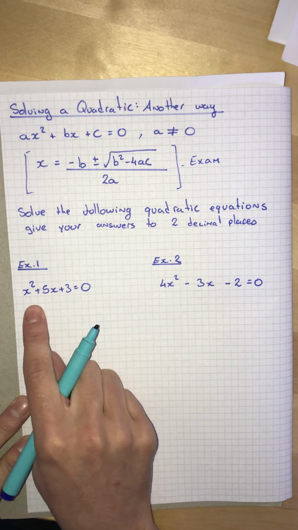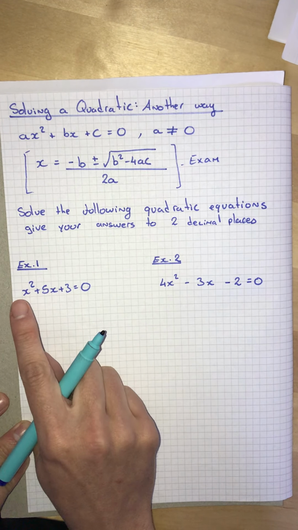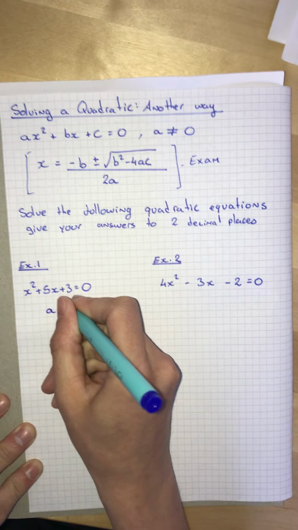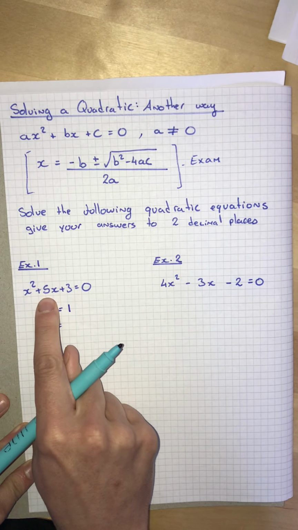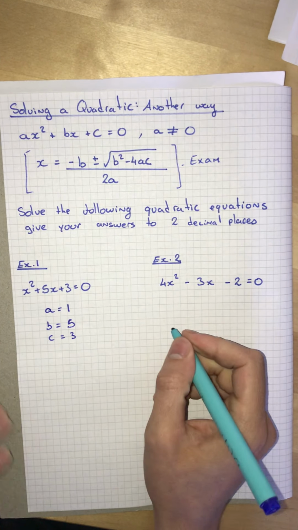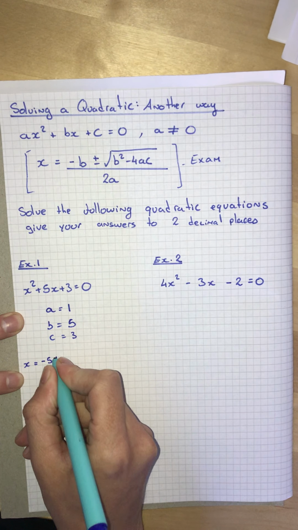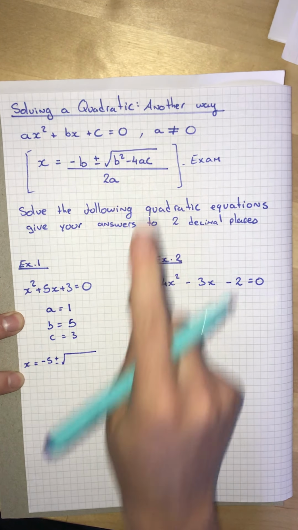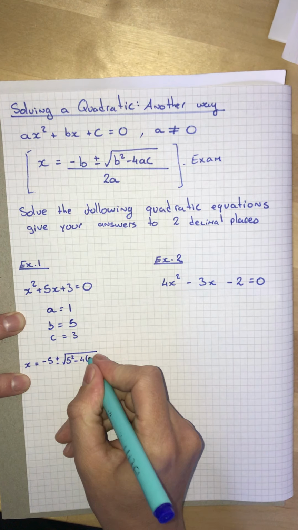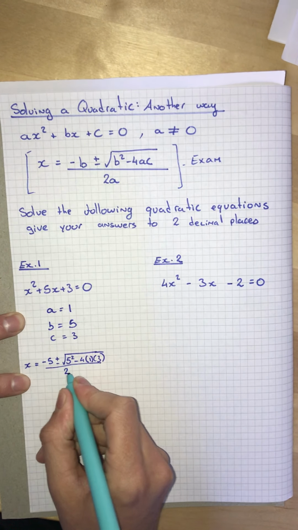So, look here, x squared plus 5x plus 3. We're solving it to two decimal places. What is the value of a? A is multiplying x squared. If there's no number there, that means that a equals 1. b is going to be plus 5, so we can just say 5. And c is going to be 3. So let's substitute all that in. Negative b, so it becomes negative 5 plus or minus the square root of b squared minus 4 times a times c. And all of that is divided by 2 times a, which is 1.